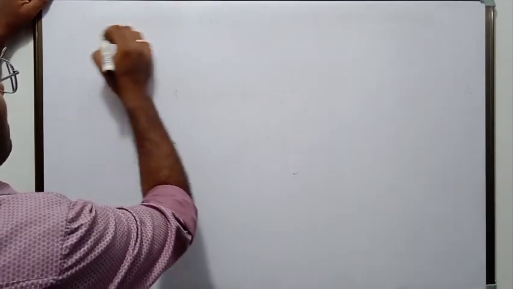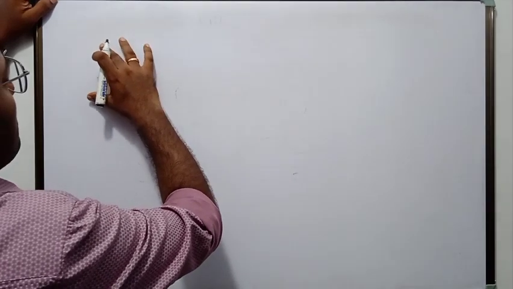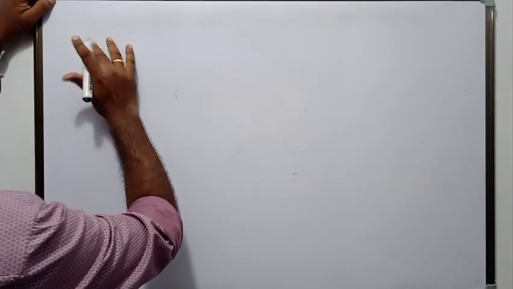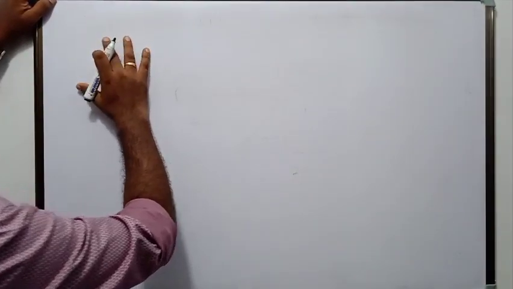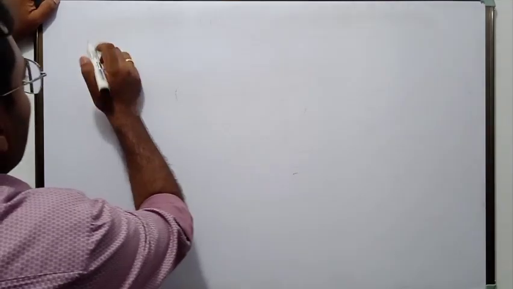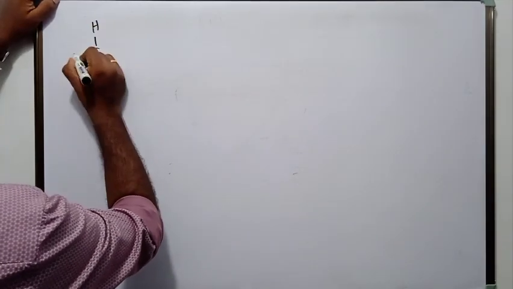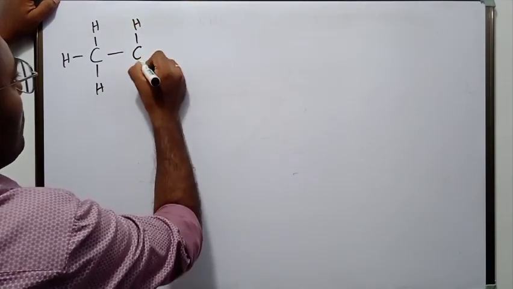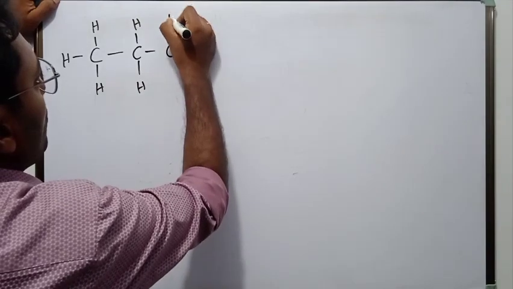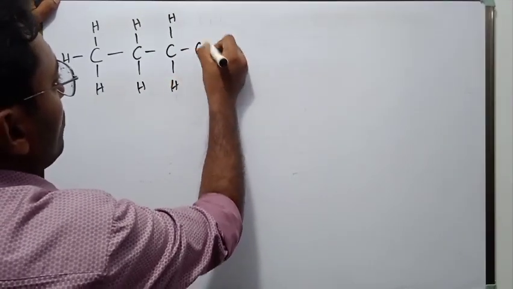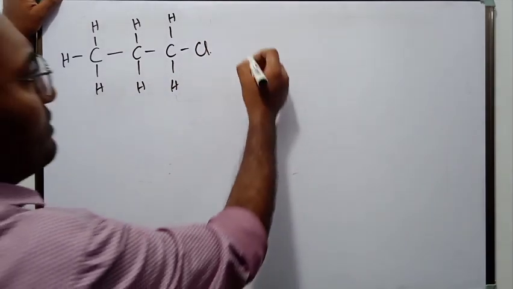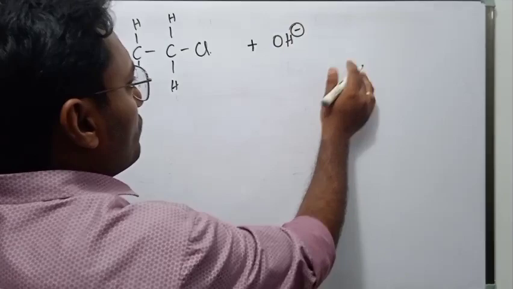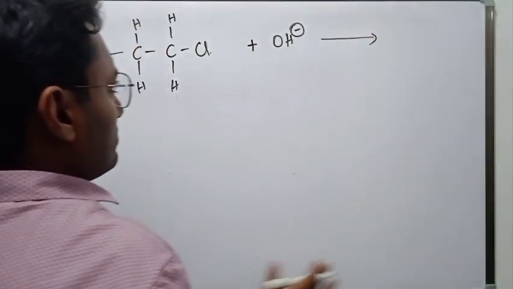Elimination reaction. To understand elimination reaction, consider the reaction of an alkyl halide with a base. So I am going to write an alkyl halide, chloropropane. I am writing it like this. So this is chloropropane. I am going to react it with a base, OH minus. What would be the outcome of the reaction?